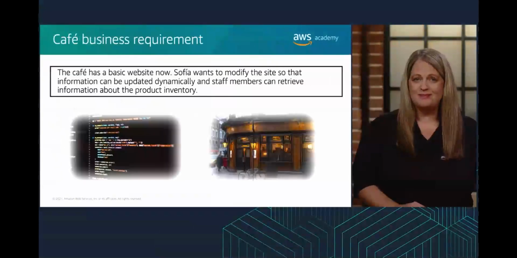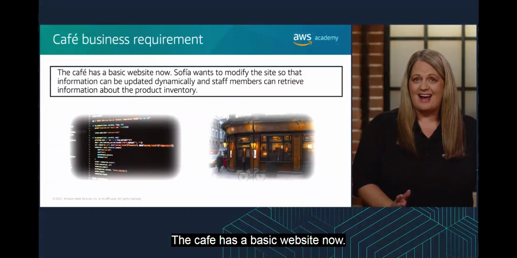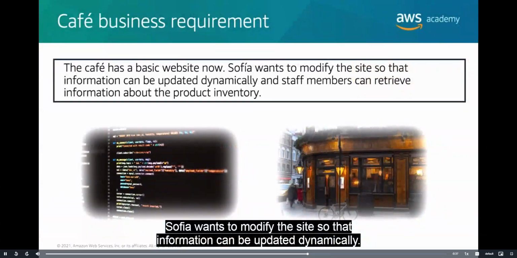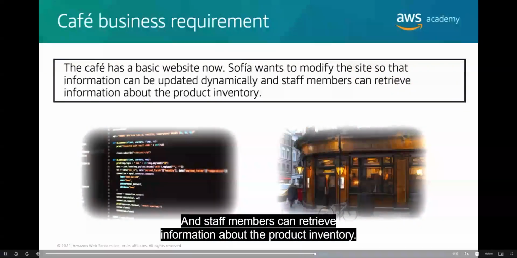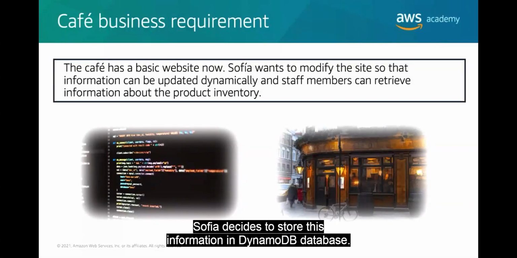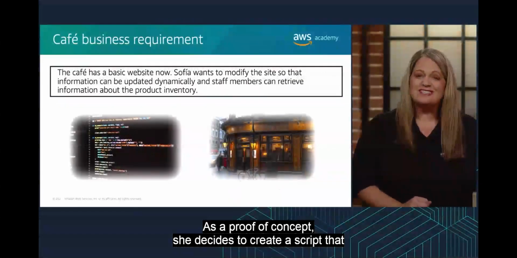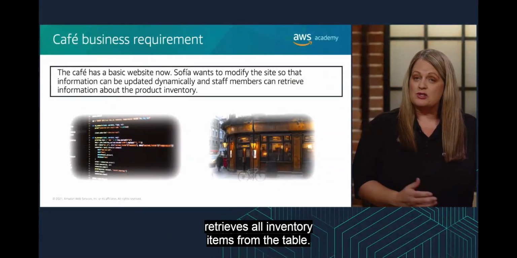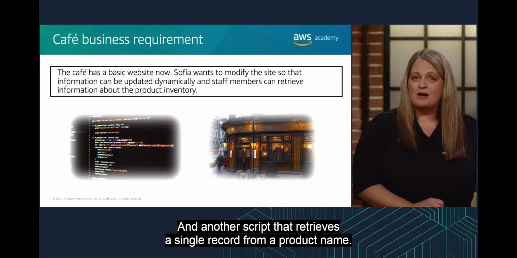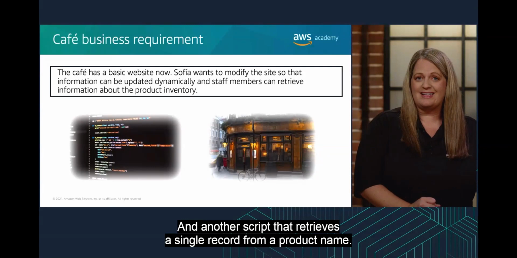The cafe has a basic website now. Sophia wants to modify the site so that information can be updated dynamically and staff members can retrieve information about the product inventory. Sophia decides to store this information in a DynamoDB database. As a proof of concept, she decides to create a script that retrieves all inventory items from the table, and another script that retrieves a single record from a product name.